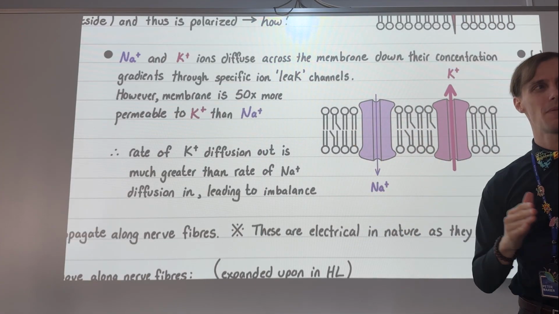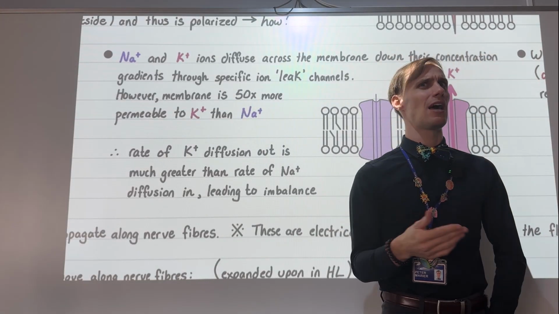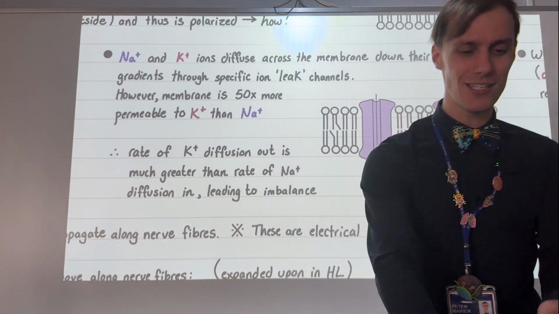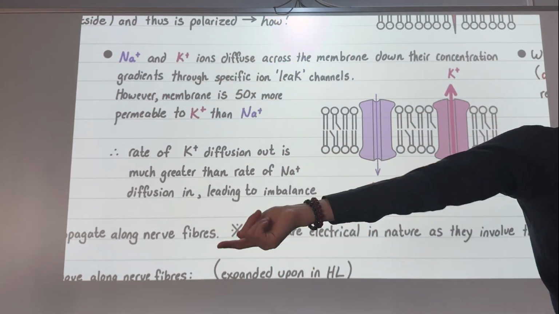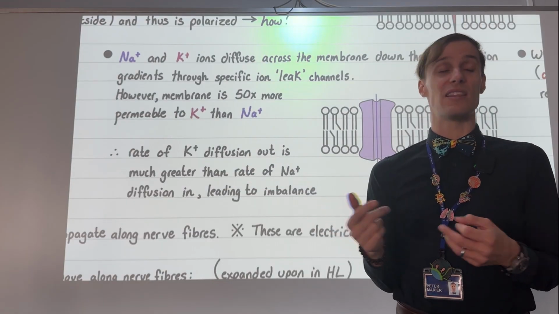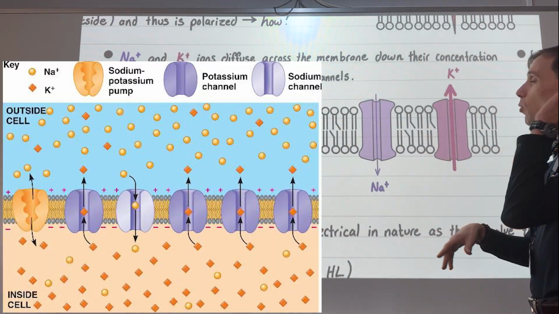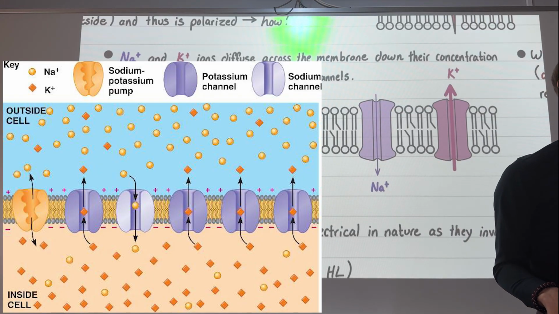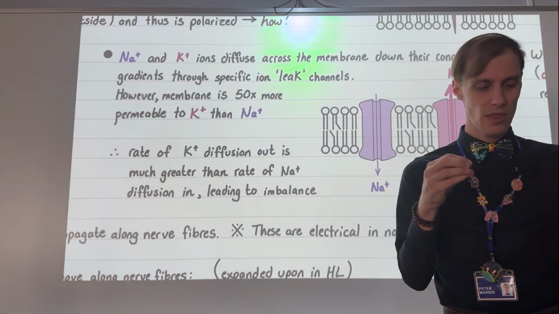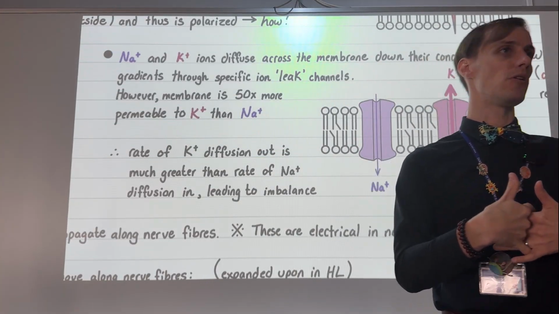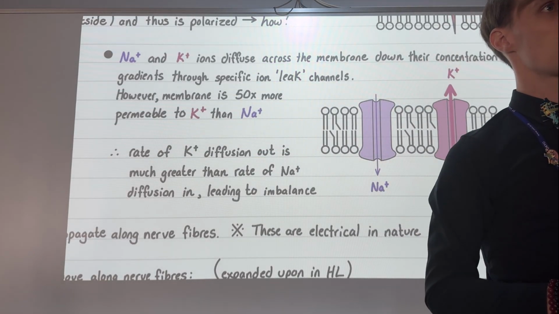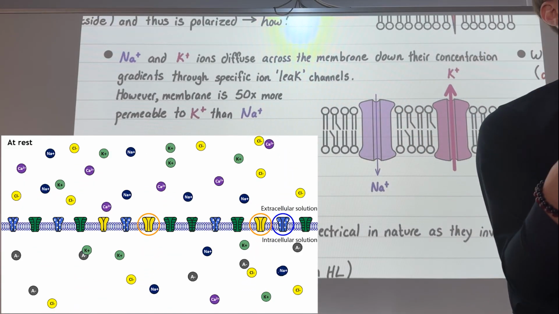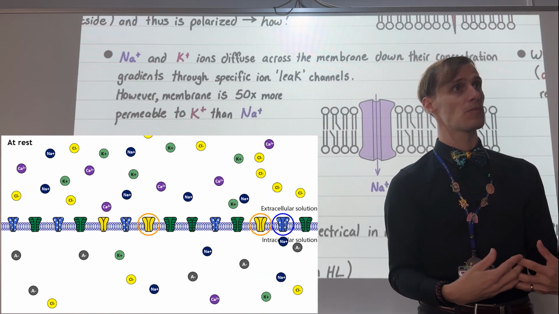Now, this doesn't really make any sense. If I have a channel that's allowing potassium and sodium, wouldn't the gradient just be lost, right? Doesn't this just undo all the work that I just did with the sodium-potassium pump? But it doesn't. And the reason is that you have way more potassium channels than you have sodium channels. And so what's happening is that the neuron is a lot more permeable to potassium than it is sodium, meaning that potassium is going to be exiting out much more than sodium is going to be coming in.